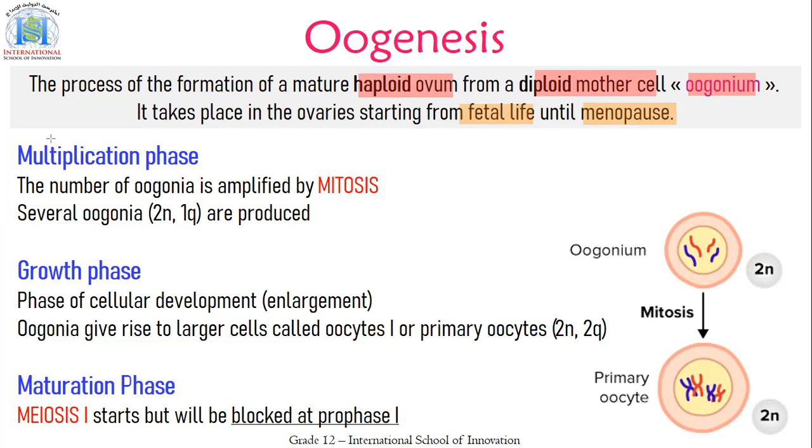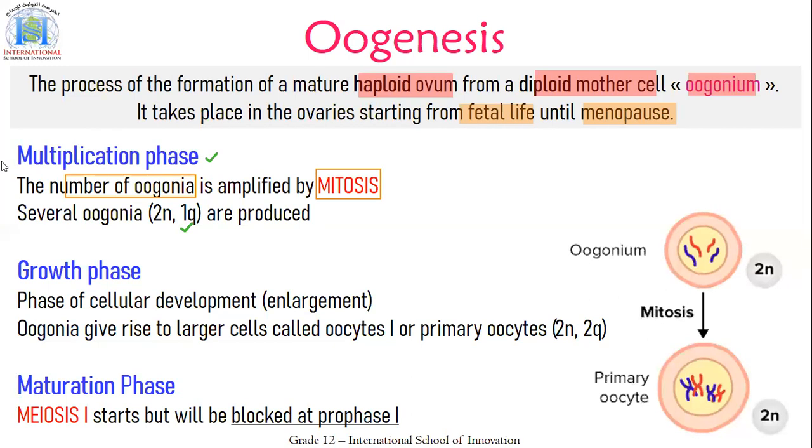The first phase of oogenesis is the multiplication phase. This phase increases the number of oogonia present in the ovaries. So the number of oogonia increases by mitosis, and several oogonia are produced. These oogonia have 2N chromosomes, but with one chromatid.